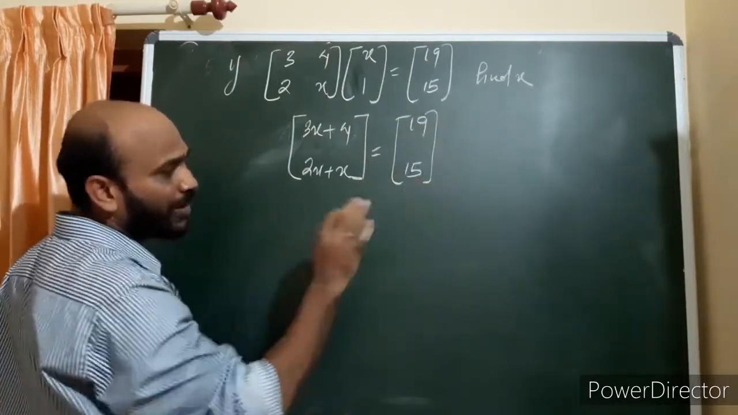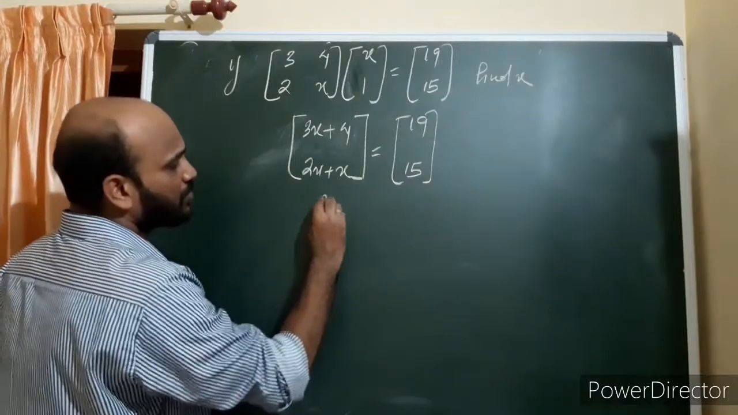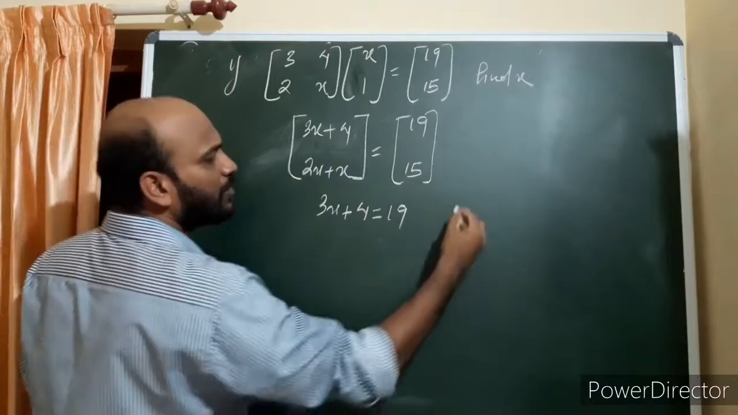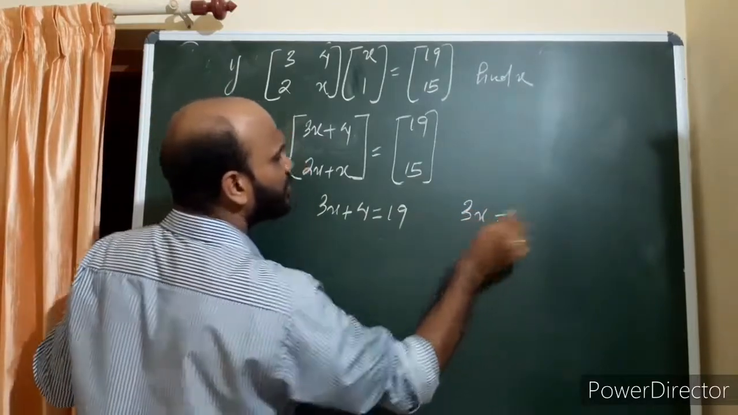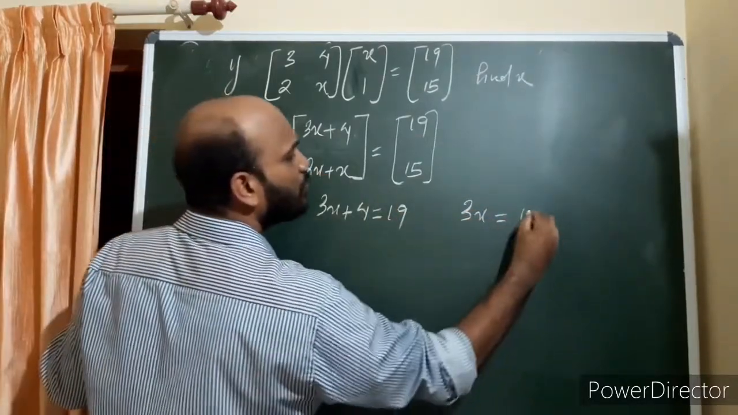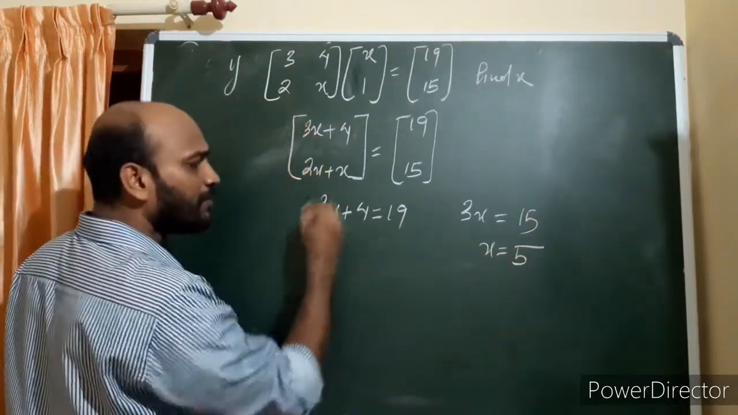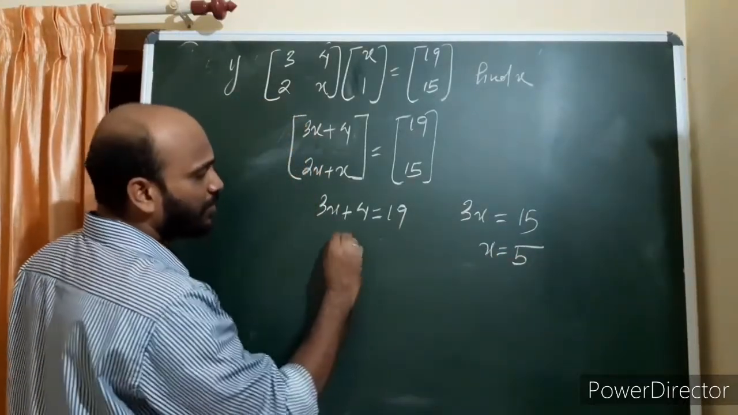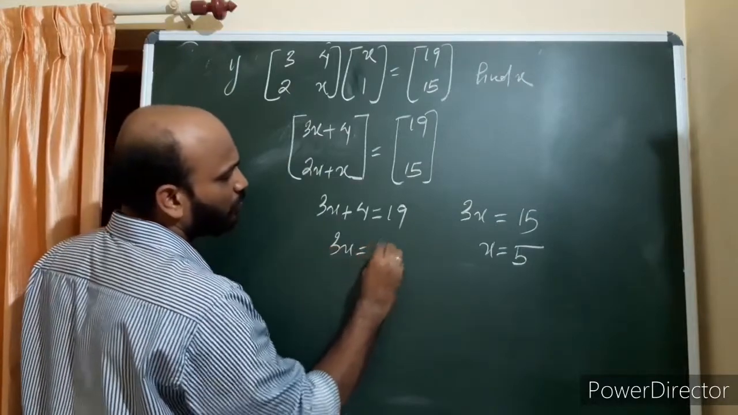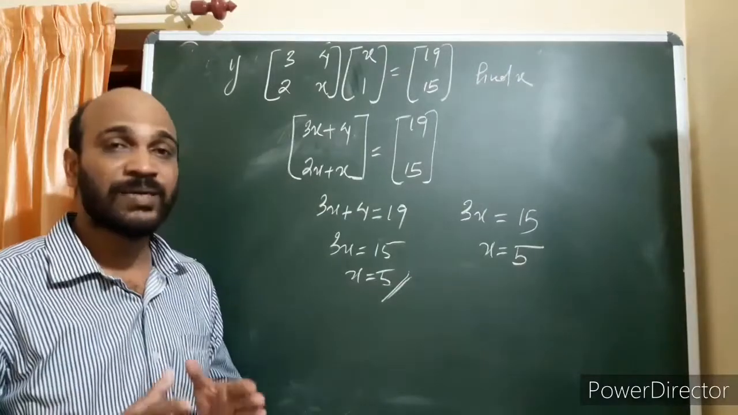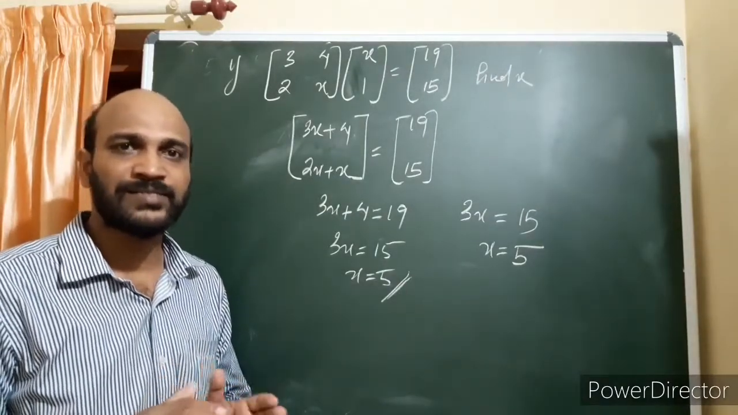So now I have to equate corresponding elements. So 3x plus 4 is equal to 19. Otherwise, we can take 3x equal to 15. We will get x equal to 5. From this equation also we get the same value, that is 3x equal to 15, we get x equal to 5. These are some important questions from the multiplication section.